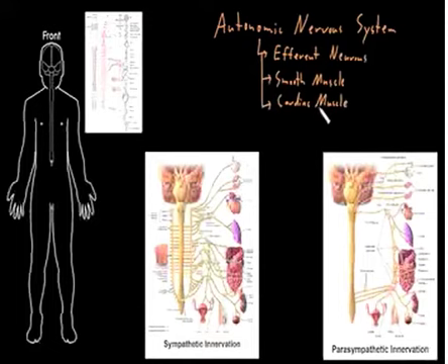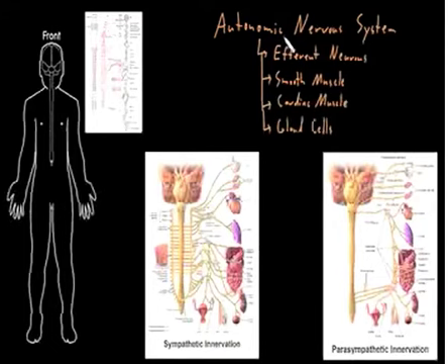The last thing that autonomic neurons control are gland cells. Some gland cells are controlled by the autonomic nervous system. Now, the autonomic nervous system is called this because it tends to control all these things without conscious involvement.